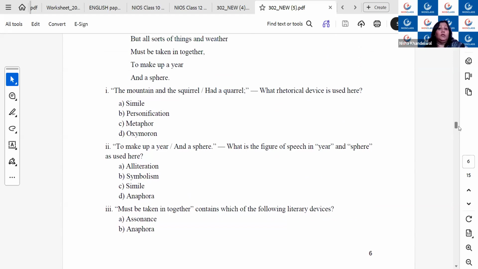Now, for example, "the mountain and the squirrel had a quarrel." So what is it? Simile, personification, metaphor, or oxymoron? Simile cannot be there because like and as are not there. Personification can be there because mountain and squirrel both, like the mountain is a static thing and the squirrel is an animal, so they don't have the quality to quarrel, to fight. Quarrel means to fight, so how can they fight? So personification is there. "To make up ear and a spare": which figure of speech, ear and spare? Anaphora, symbolism, simile, alliteration, that also you can find out. Okay, these we have done.